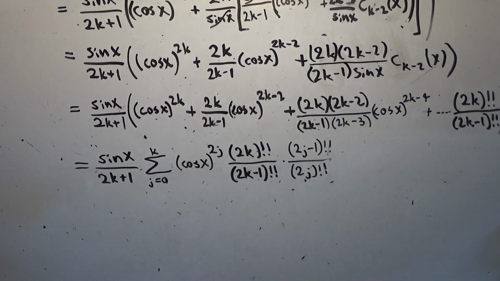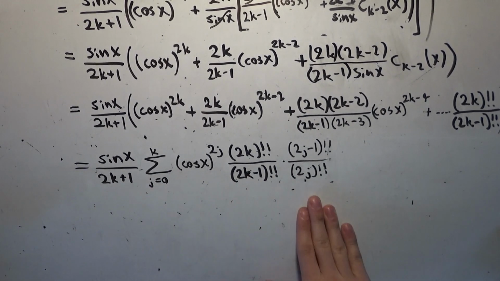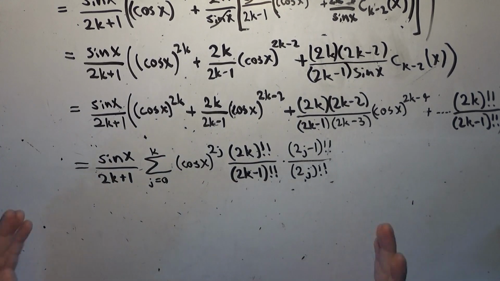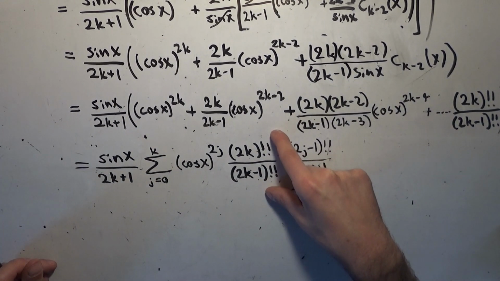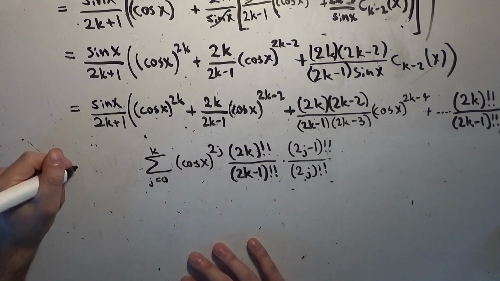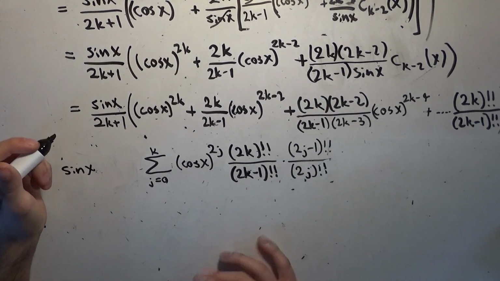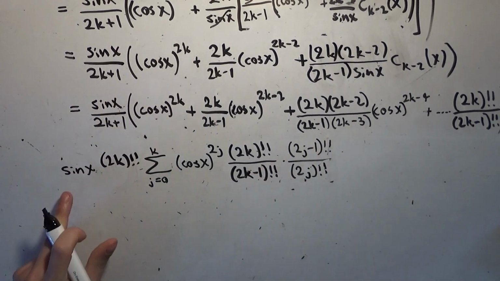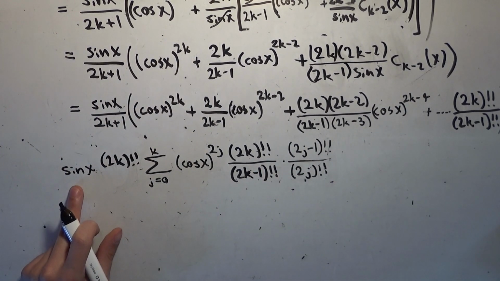So what we're going to do is remove everything that doesn't depend on j from the sum, because I want to focus just on the sum. We're going to factor out these k double factorials out to the front, and you'll notice we have a little bit of a simplification, right? We have sine of x, and then we had 2k double factorial, but we also had that factor of 2k plus 1 in the denominator.